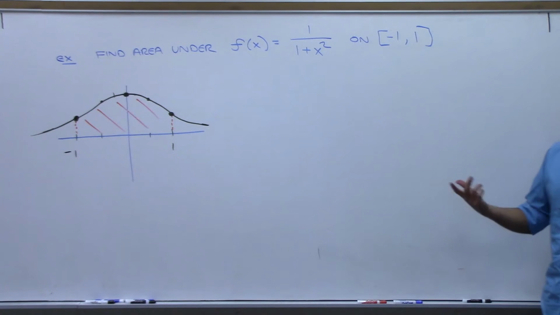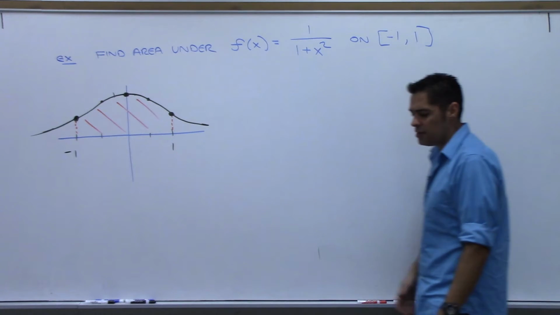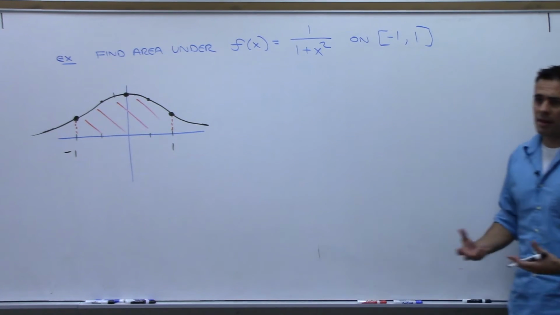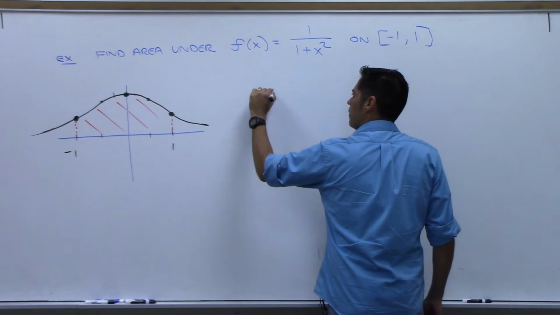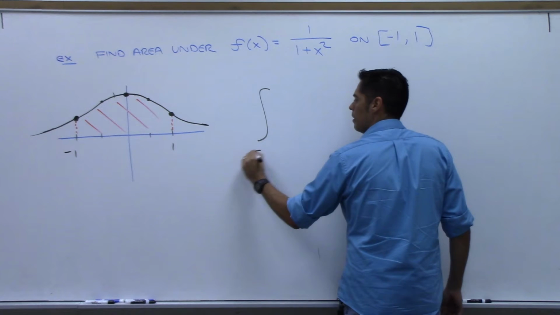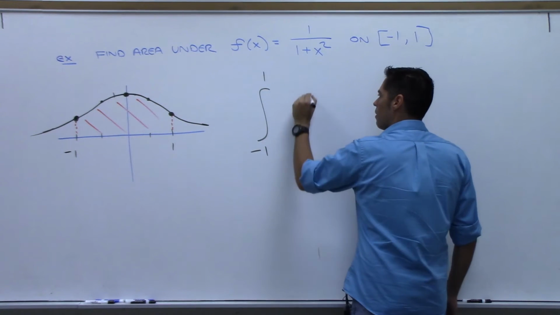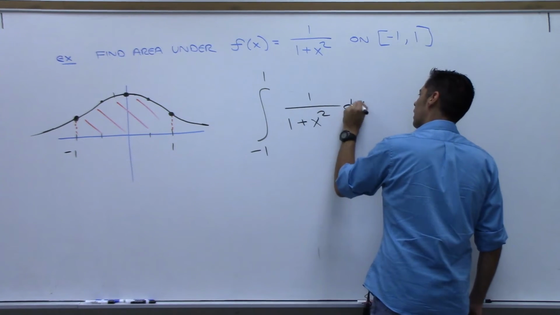Because we're trying to find the area under a curve, we're going to use the fundamental theorem of calculus. By the way, this version of the fundamental theorem of calculus is also known as the evaluation theorem. It's the theorem that allows you to evaluate a definite integral. So I'm going to write the integral from -1 to 1 of 1 over 1 plus x squared dx.